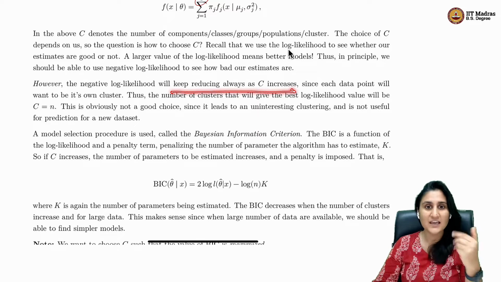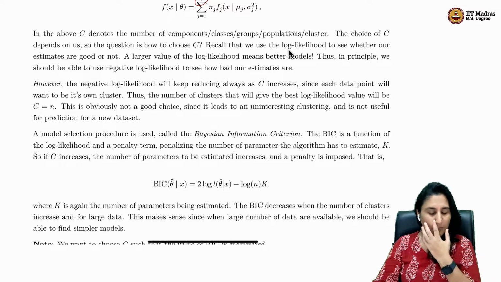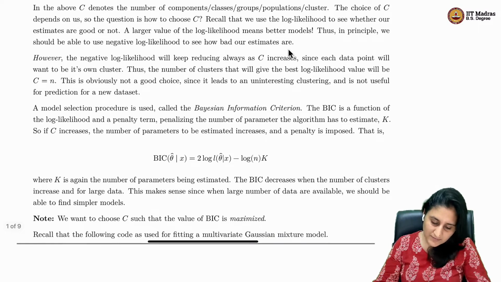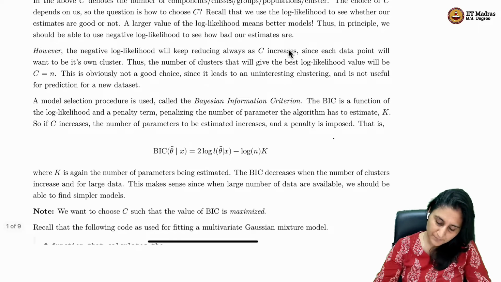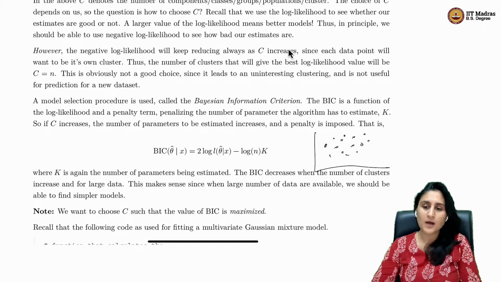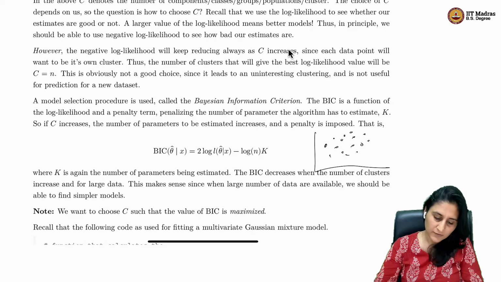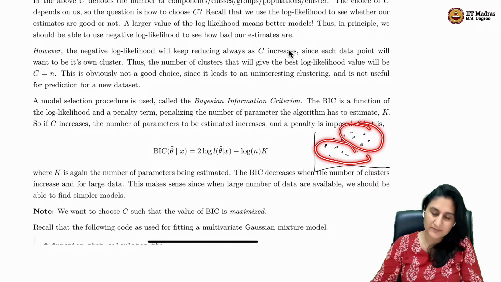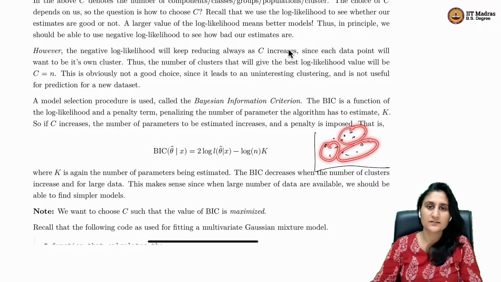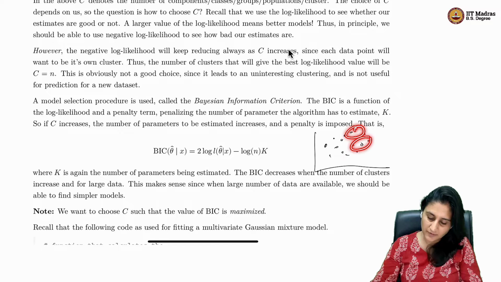Now, why would increasing C keep reducing the negative log likelihood? Why would I get better and better log likelihood values as C increases? The reason is the following. If I have data that looks something like this, let's say in a two-dimensional grid, so we have two dimensions, x1, x2, and I want to mark it in two clusters, for example, then two clusters might look something like this. If I want to mark it in three clusters, it might look something like this. And if I want to mark it in four clusters, it might look something like this, and so on and so forth.